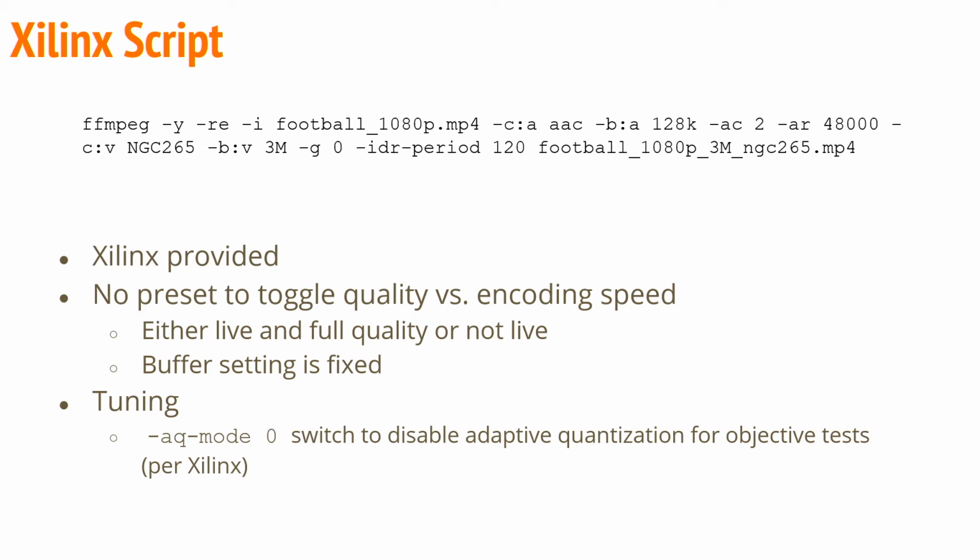From a tuning perspective, we produced the HEVC technologies 2 ways. One for objective testing, one for subjective testing. For the objective testing, we turned off adaptive quantization per Xilinx. So this would be the script for subjective testing, and for the objective testing, we included this. Is that clear?